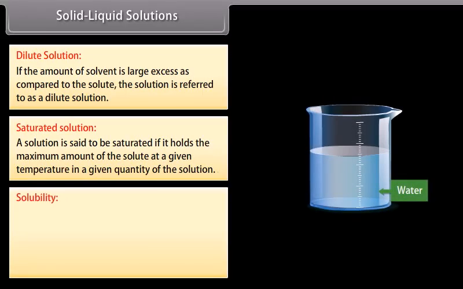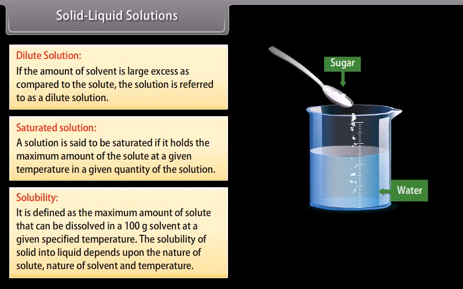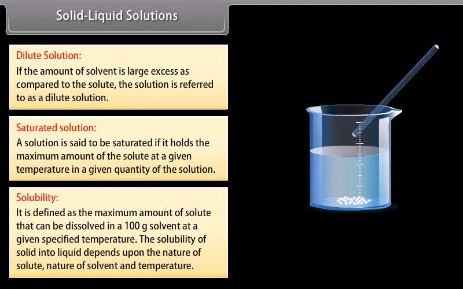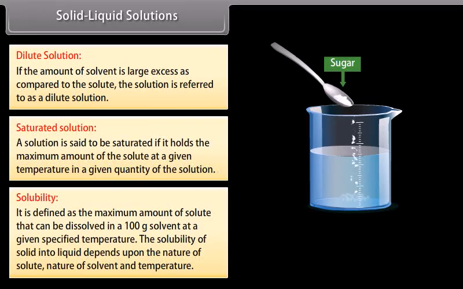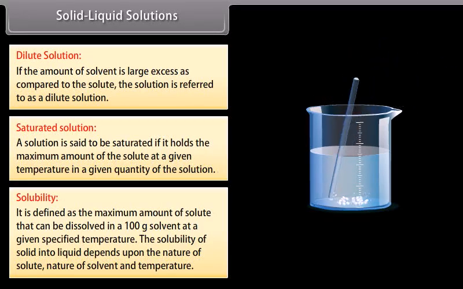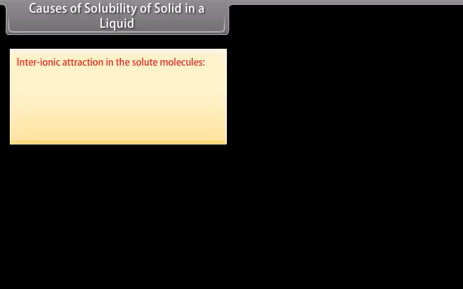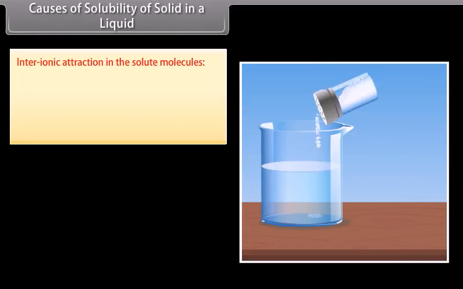Solubility. It is defined as the maximum amount of solute that can be dissolved in a 100-gram solvent at a given specified temperature. The solubility of solid into liquid depends upon the nature of solute, nature of solvent, and temperature. Causes of solubility of solid in a liquid. Many types of forces of attraction operate when a solute is mixed with a solvent. Inter-ionic attraction in the solute molecules.